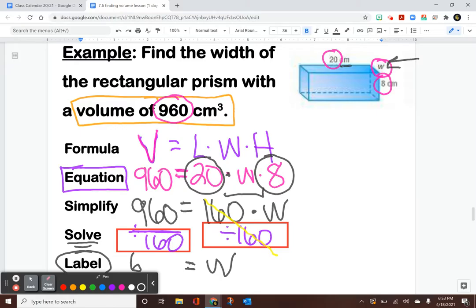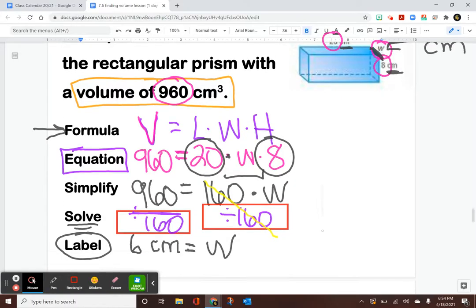And since the length was measured in centimeters and the height was measured in centimeters, the width is also being measured in centimeters. So my label is just plain centimeters. This rectangular prism is 6 centimeters wide. We'll give you one to try as well, using the volume formula and an inverse.